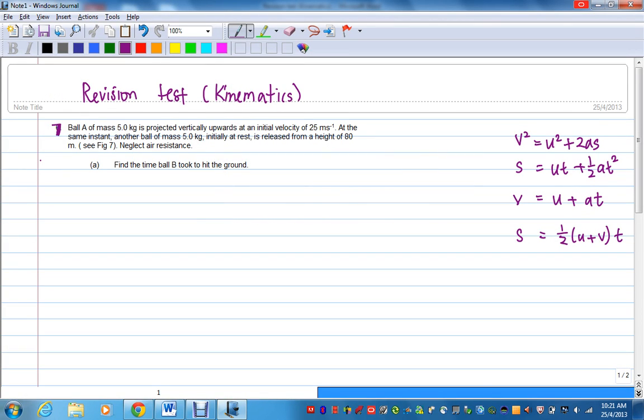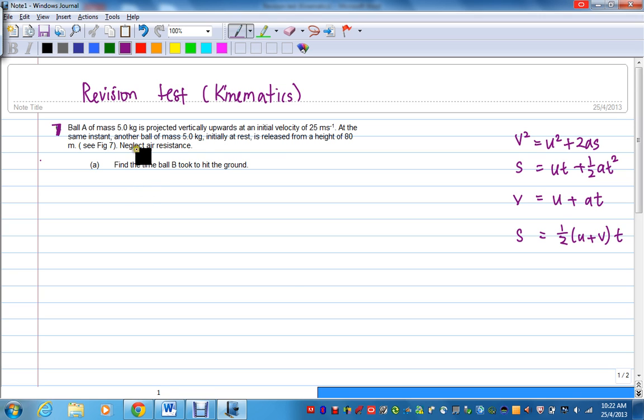Okay, here you are given ball A and ball B. In part A, you are asked to find the time ball B took to hit the ground. So let's focus on ball B. Second sentence: at the same instant, another ball of mass 5 kg, initially at rest, is released from a height of 80 meters. That information is for ball B.